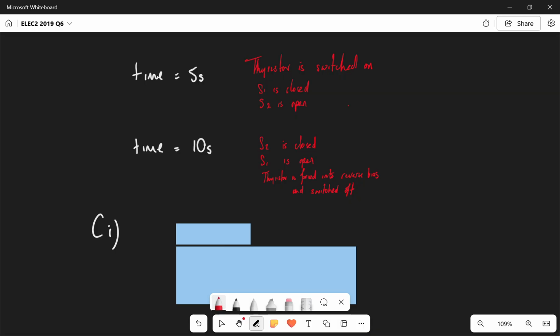Now, the 3 conditions for a thyristor to conduct were exceeding the minimum gate voltage, exceeding the minimum gate current, but also the thyristor needs to be forward biased. So because Q forces the thyristor to go into reverse bias, it switches off. Okay.